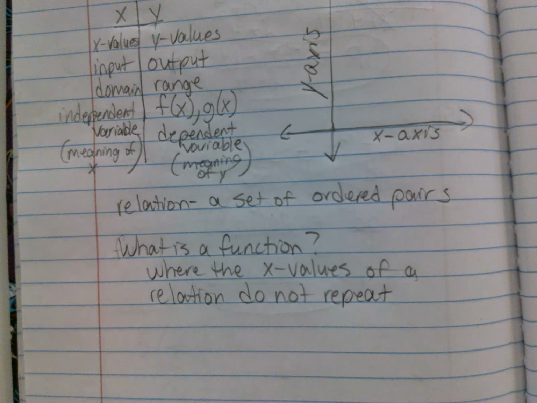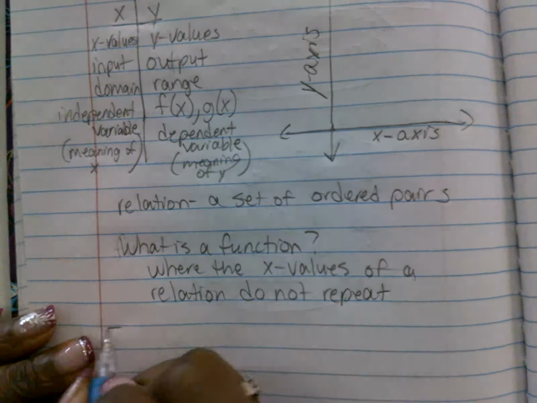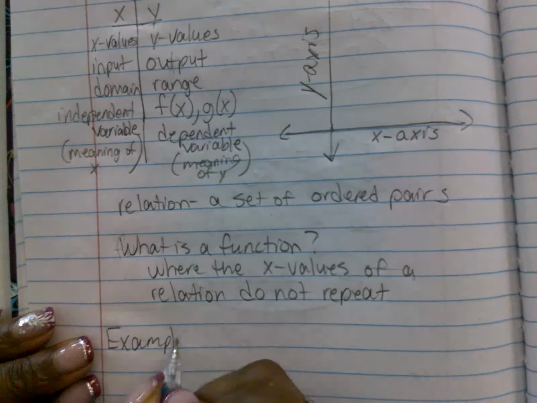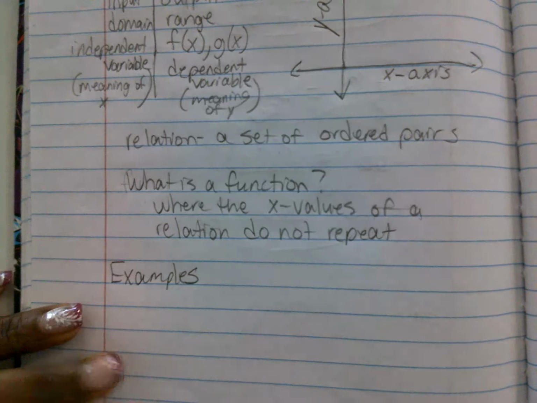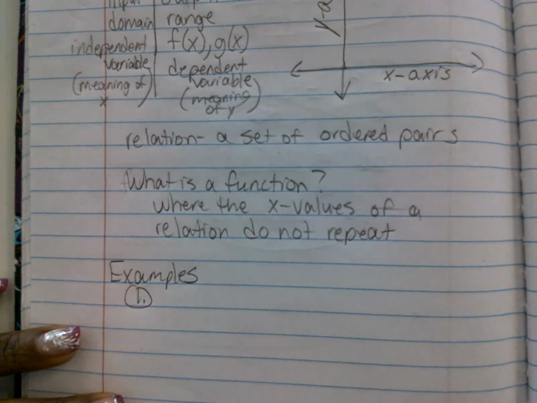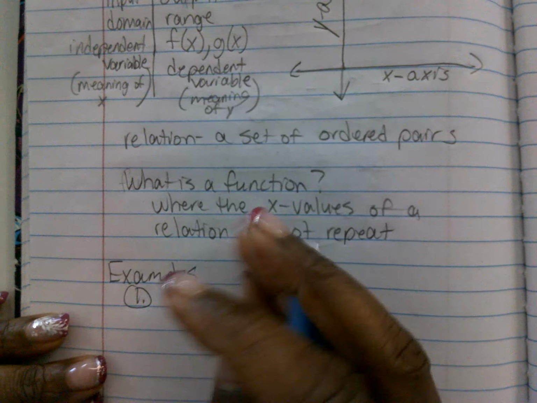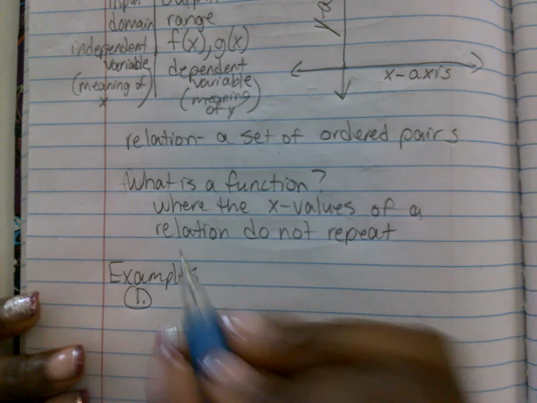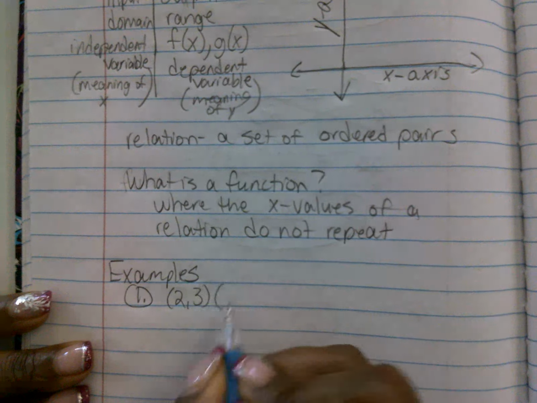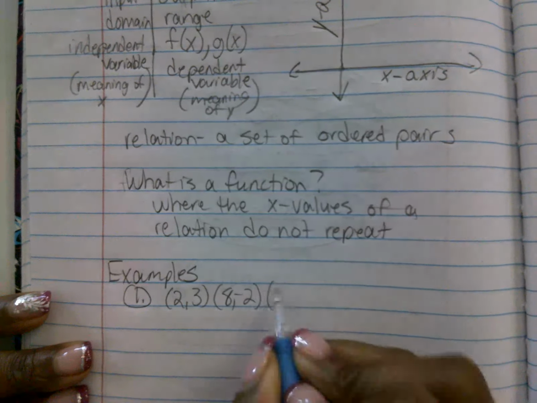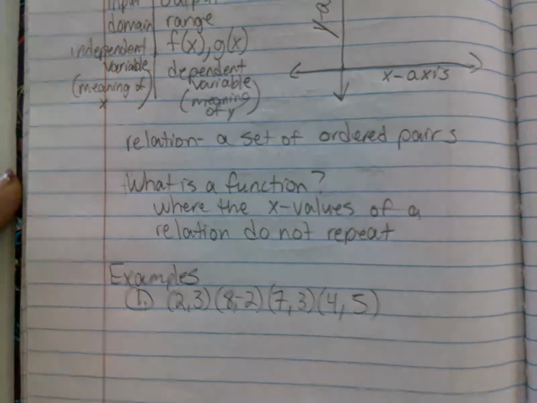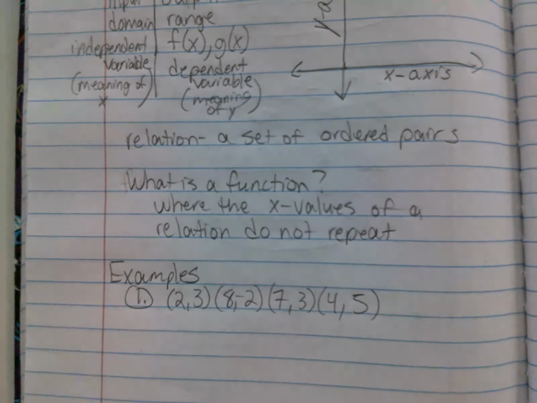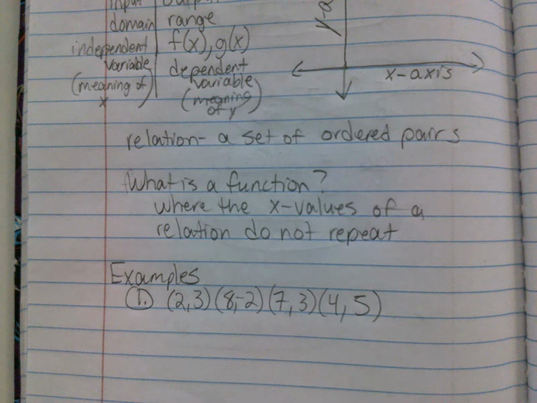So now we're going to do some examples. You're going to tell me, is this a function? Yes or no? Function, not a function, okay? First example. We're going to do a set of ordered pairs, which is called a relation. Function or not a function? Please write that down. And why?